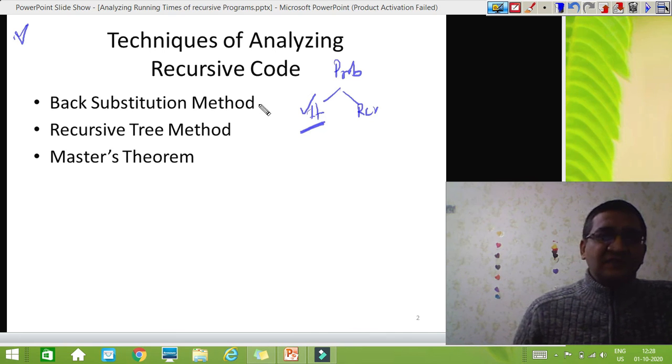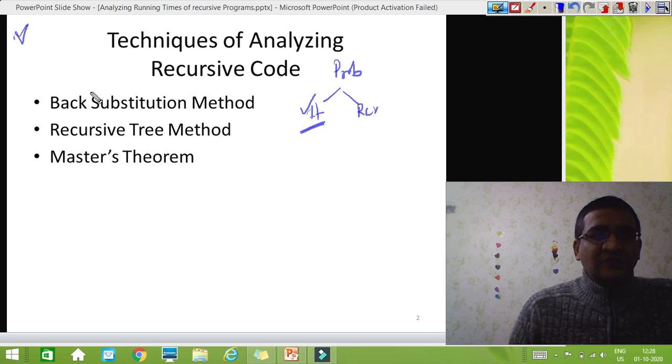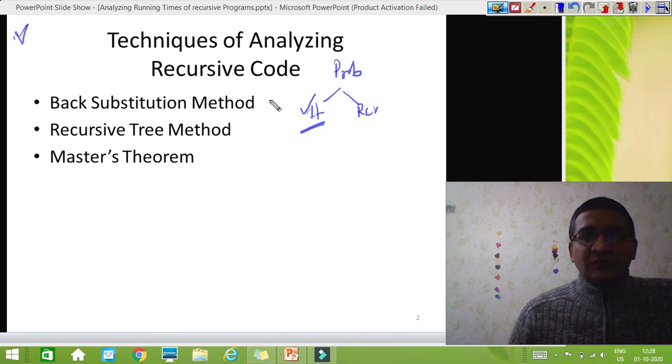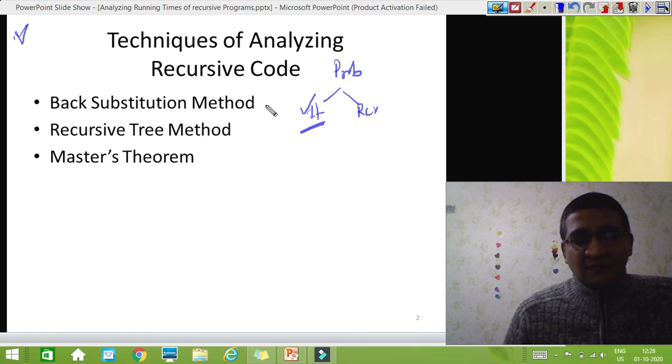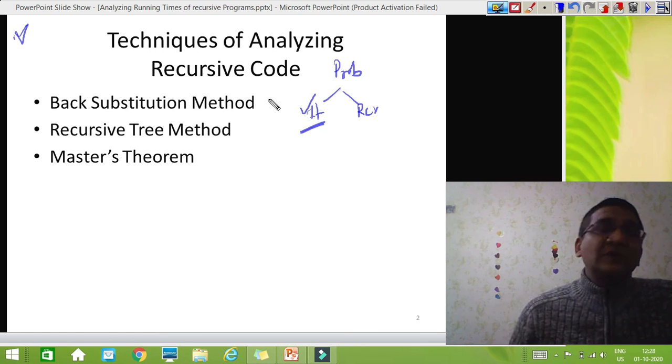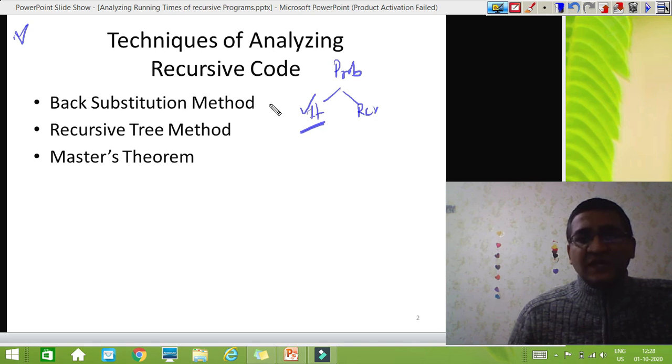So we have three basic approaches, or ways, to evaluate our algorithm. One is called the back substitution method. Before we start talking about these methods, let us recall what a recursive approach is. Recursive approaches are those where we define recursive functions, and a recursive function is a function which calls itself. Whenever you make a function, it does some logic, and inside that logic we make a call to the function itself. This is the nature of a recursive function: the function is calling itself.